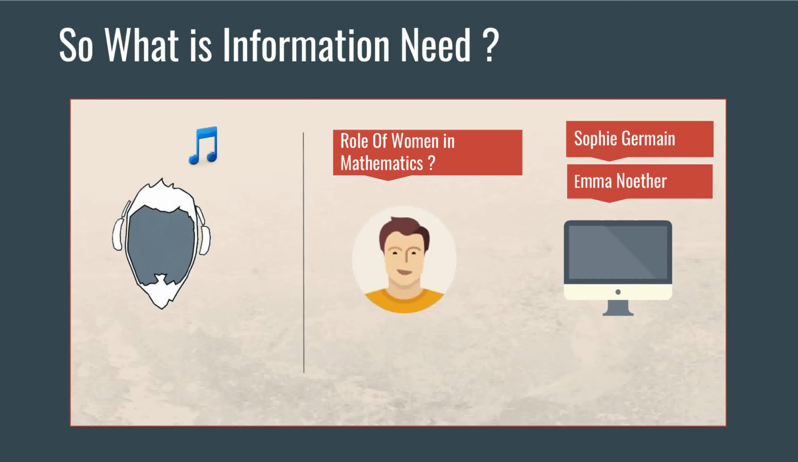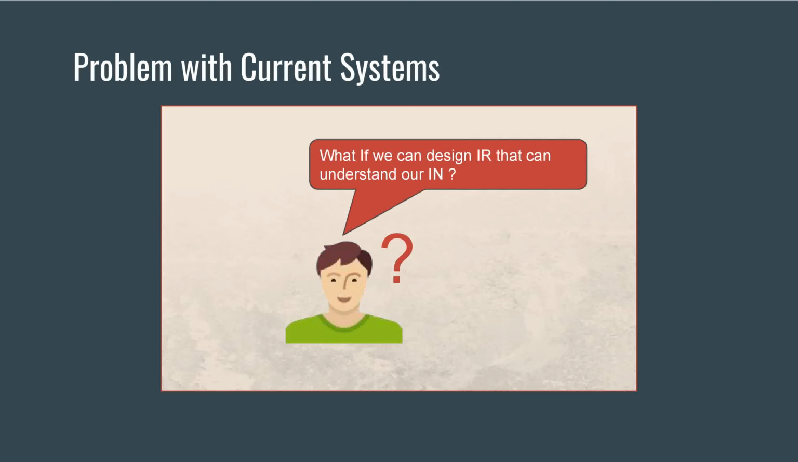Information need is not quite the same as the human need for air and water. Behavioral studies suggest information need is a way to satisfy more fundamental needs. For example, searching for music satisfies your recreational need. What if we can design information retrieval systems that can more directly understand our information need? Well, we first need to understand what information need is.